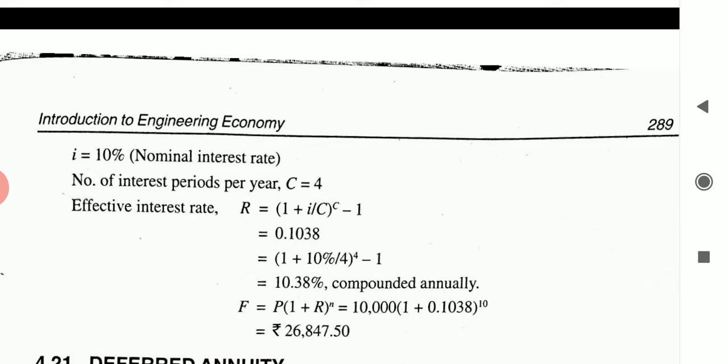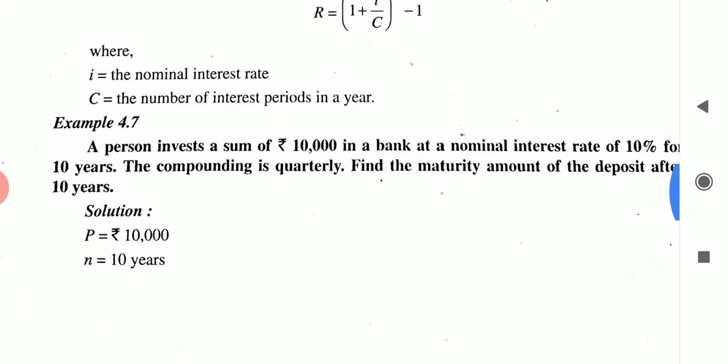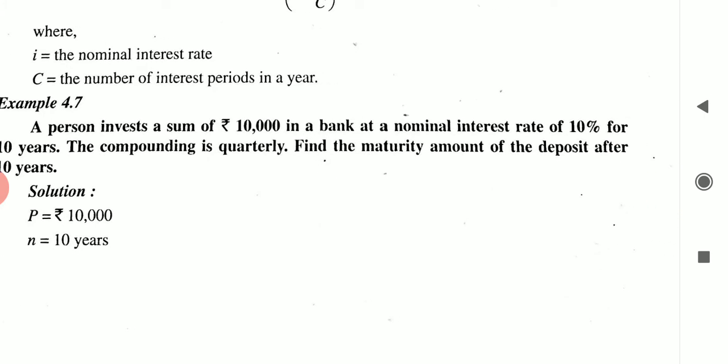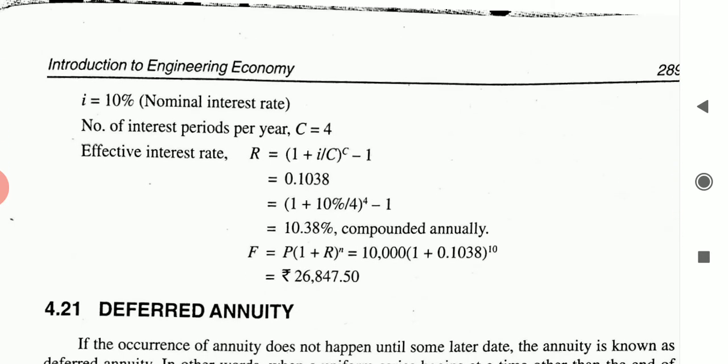Okay, so the number of interest periods. In this case, we have to calculate it for 4 periods per year. So C, in the effective interest rate, is C equal to 4. We have to calculate the number of interest periods per year. It is 10 years, no? So we have to calculate it every quarter. So C equal to 4. So the formula is R equal to (1 plus I by C) whole raised to C minus 1.